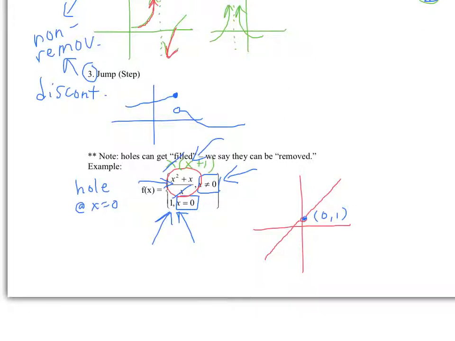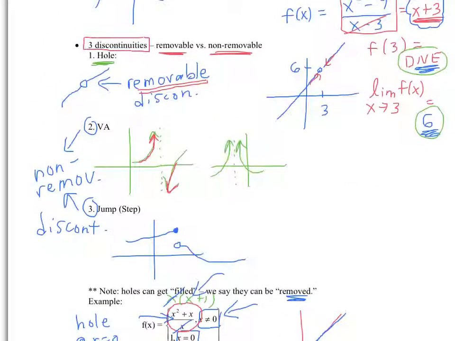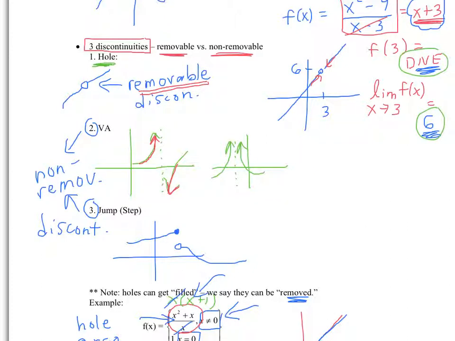So what that really suggests is that this hole is getting filled, or we say it could be removed. So it would actually just look like a nice straight line with no holes in it. So that's another explanation why we call a hole a removable discontinuity. The bottom line is, you just have to remember that holes are removable discontinuities. VAs and jumps, which we also call steps, those are non-removable. There's nothing we can do about it. It's always going to be a non-removable discontinuity.